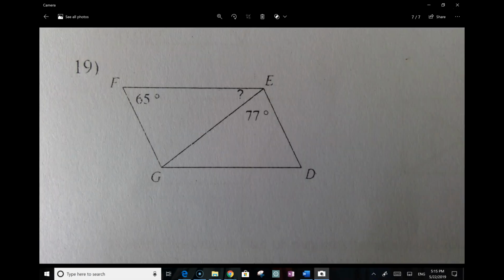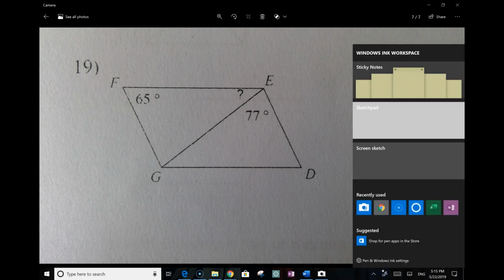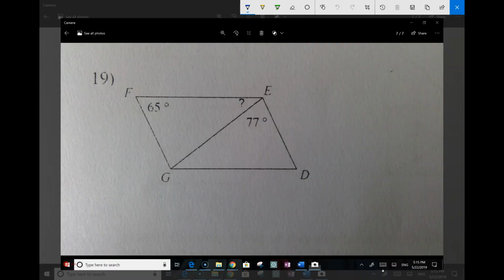All right, next one. This, once again, is a parallelogram. I apologize, I could not get the literature behind the question. And sorry, I'm trying to activate my screen sketch. There it is. But this is a parallelogram. Sorry about that.